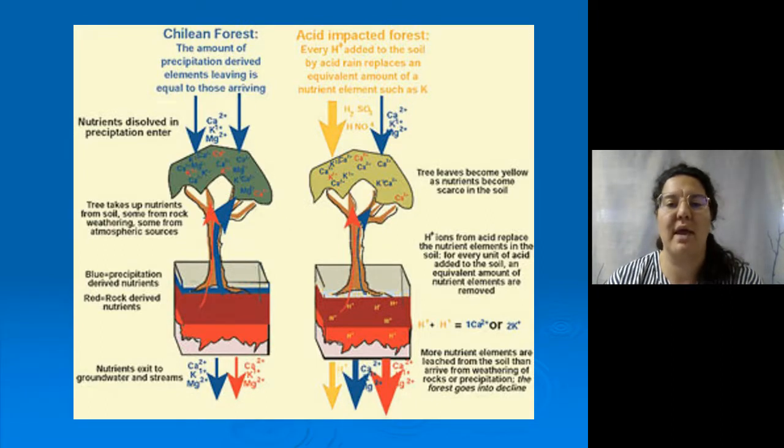But when we have acid impacted forests, all the hydrogen ions that have been added to the soil replace an amount of essential nutrients such as potassium. So this causes nutrients to leave the soil at a greater rate than they are returned to the soil. So we end up with bleached trees because they don't have the nutrients necessary to successfully grow and photosynthesize.